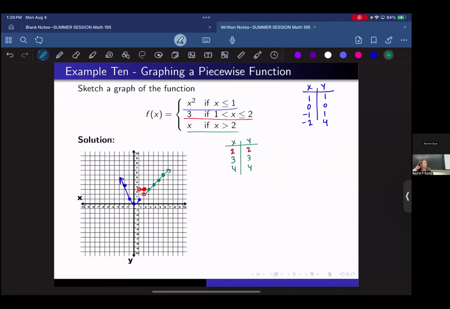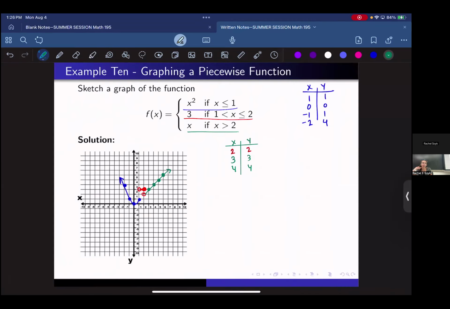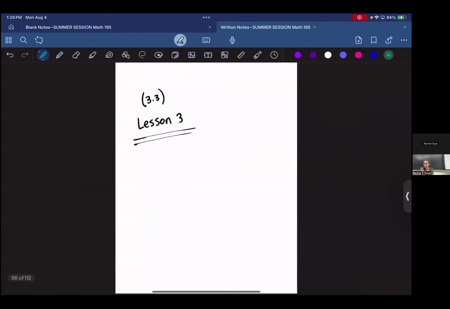Any questions on this? No questions? That was the last problem for this section. All right. So the next section is going to be lesson 3.3.